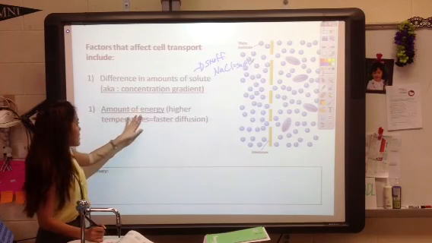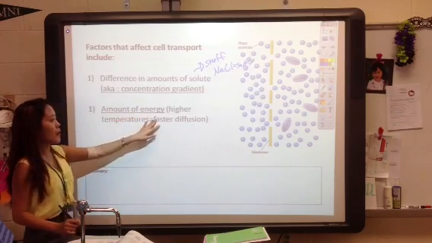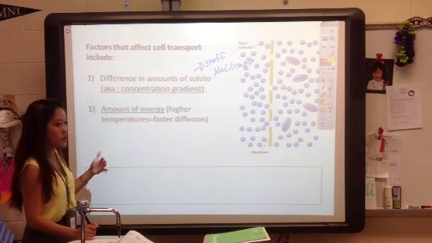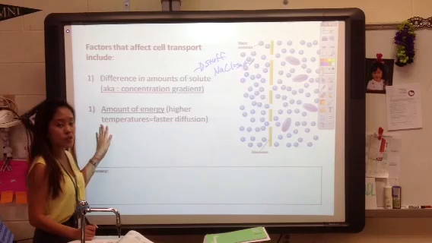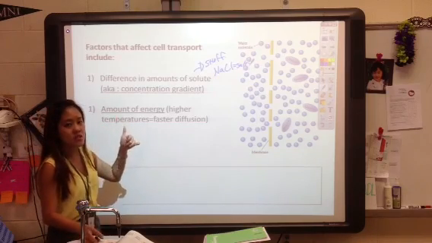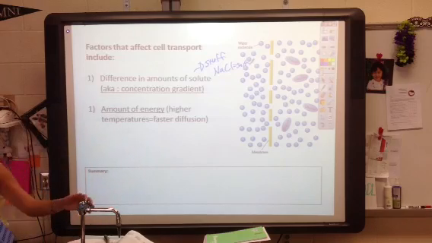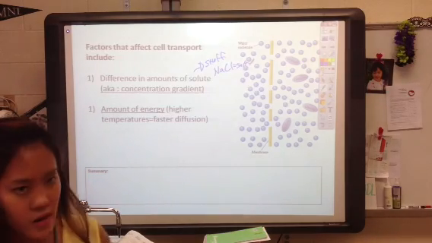And the second is the amount of energy. The more energy you have, the faster things are going to move. So actually, when you increase the temperature, you're actually going to increase the rate of those molecules moving and increase diffusion. So that's going to be all for our notes today.